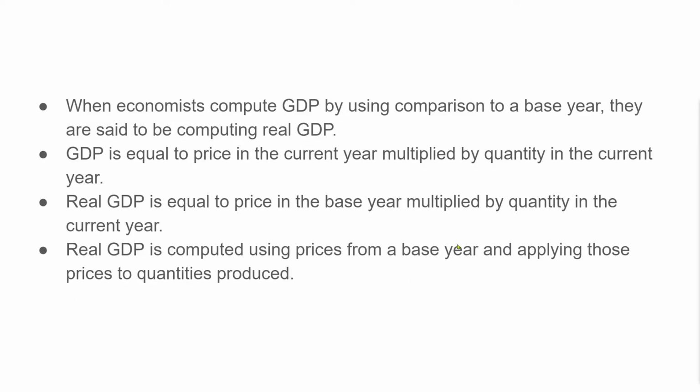When economists compute GDP by using comparisons to a base year, they are said to be computing what's called real GDP. GDP is equal to the price of the current year multiplied by the quantity of the current year. But real GDP, as I stated, is equal to the price of the base year multiplied by the quantity.